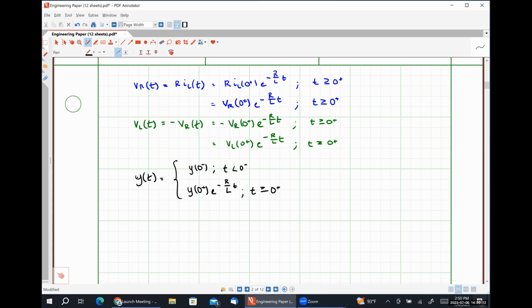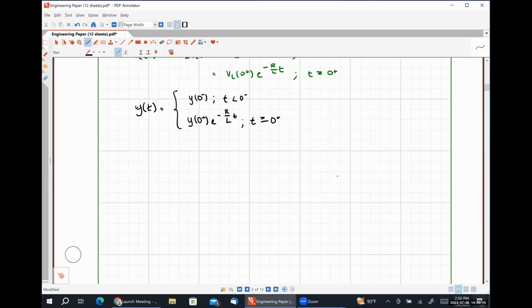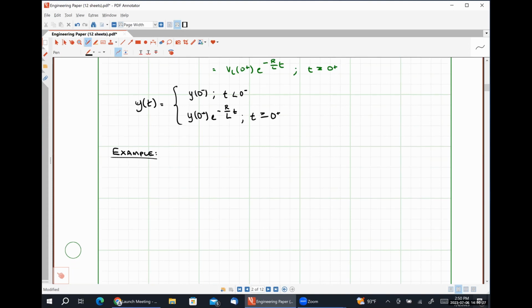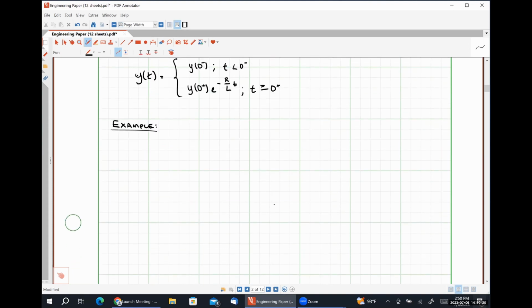All right, so here is our example problem, and I am going to walk you through a step-by-step procedure. Here is our circuit of interest. We have a current source. This will be a 5-amp source. It is connected in parallel with a 2-ohm resistor.